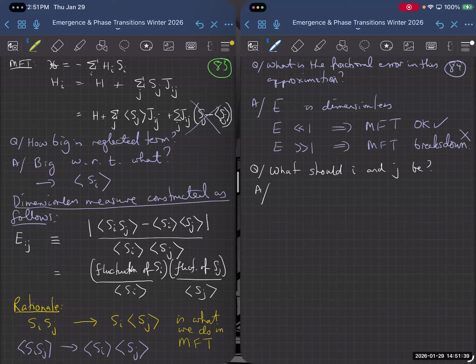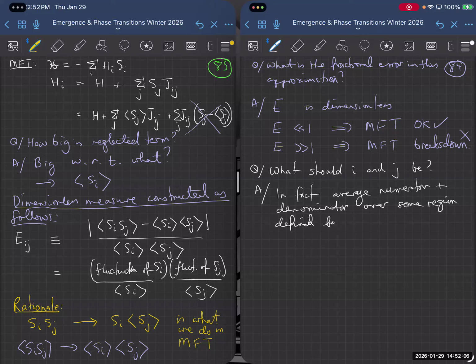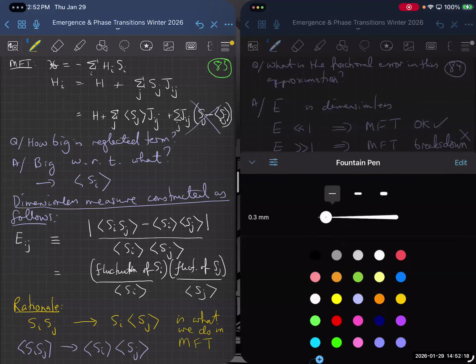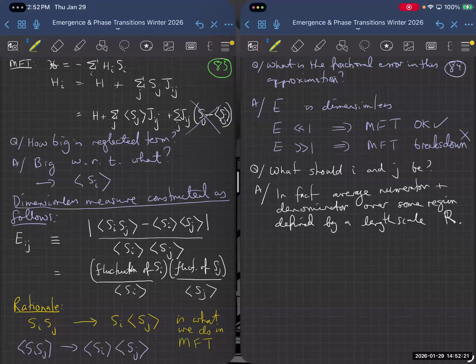So what we're going to do is, in fact, we're going to average the numerator and denominator over some region defined by a length scale. Let's call that length scale R. Okay, so we're going to just compute the average of this over some length scale.